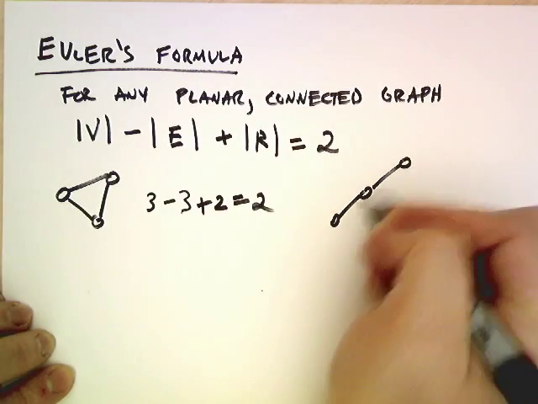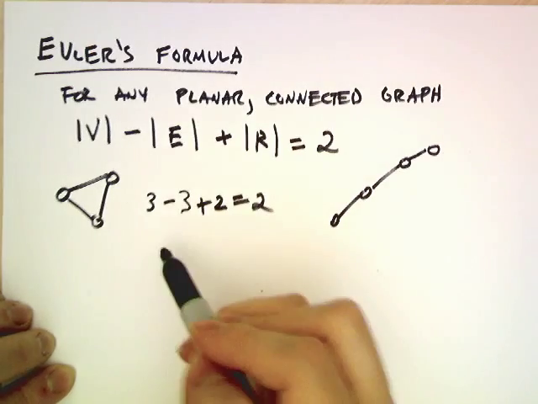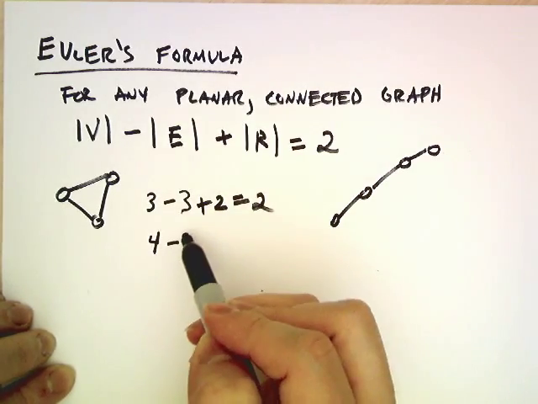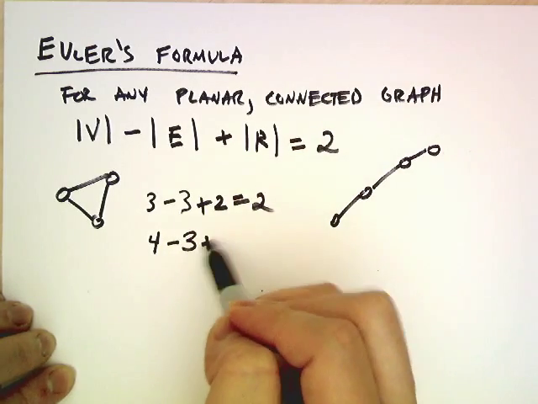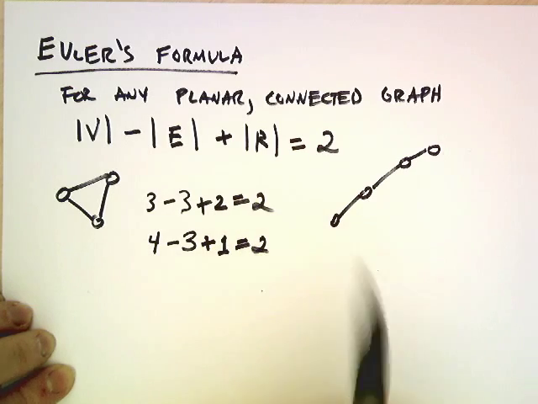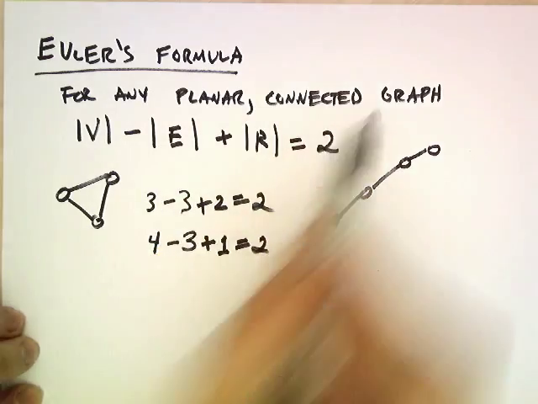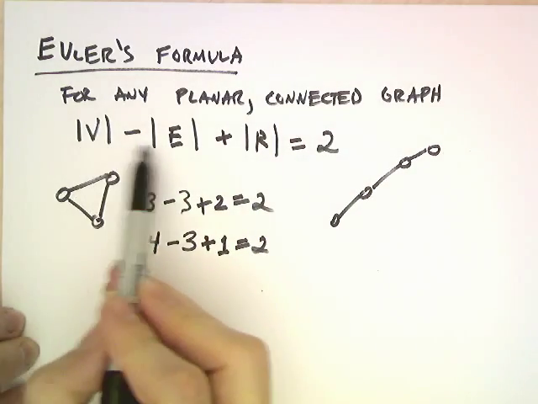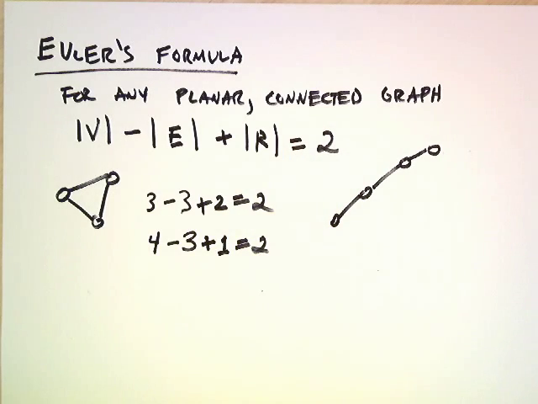Here's an even simpler graph. So the number of vertices is 4. The number of edges is 3. The number of regions is just 1. It's the outer region. Again, this equals 2. So it is the case that for any planar connected graph, the number of vertices minus the number of edges plus the number of regions equals 2. Okay, and we're going to prove this in cases.